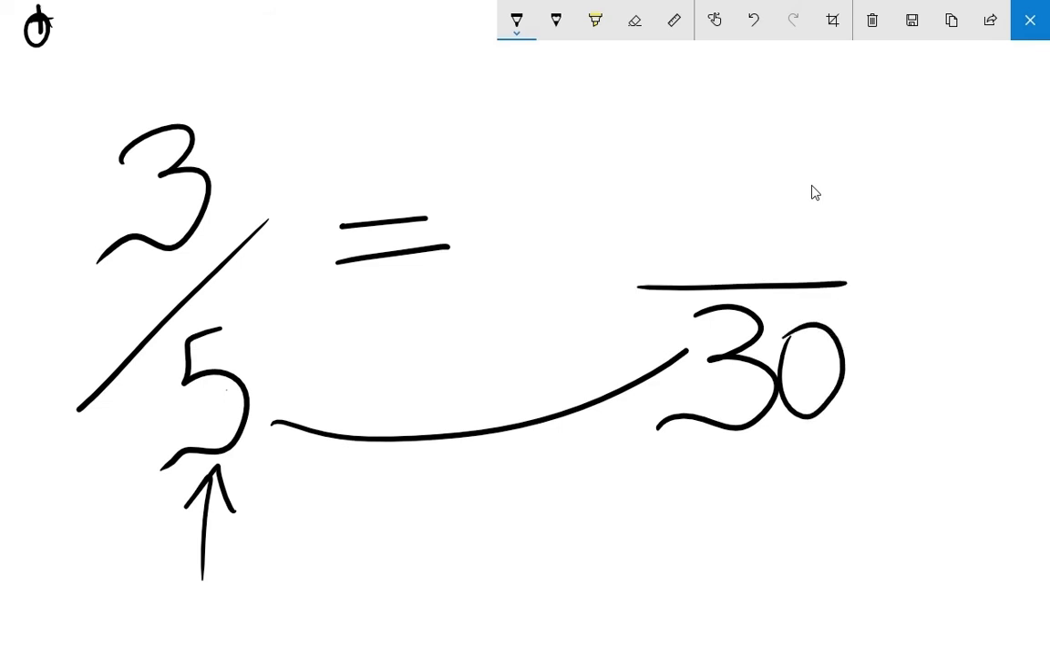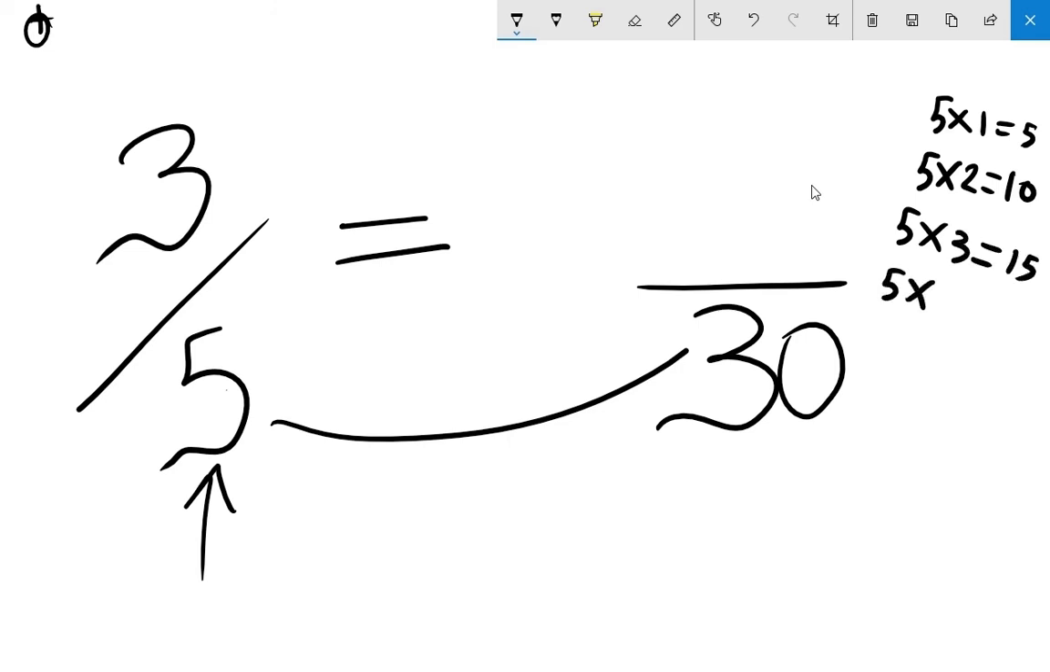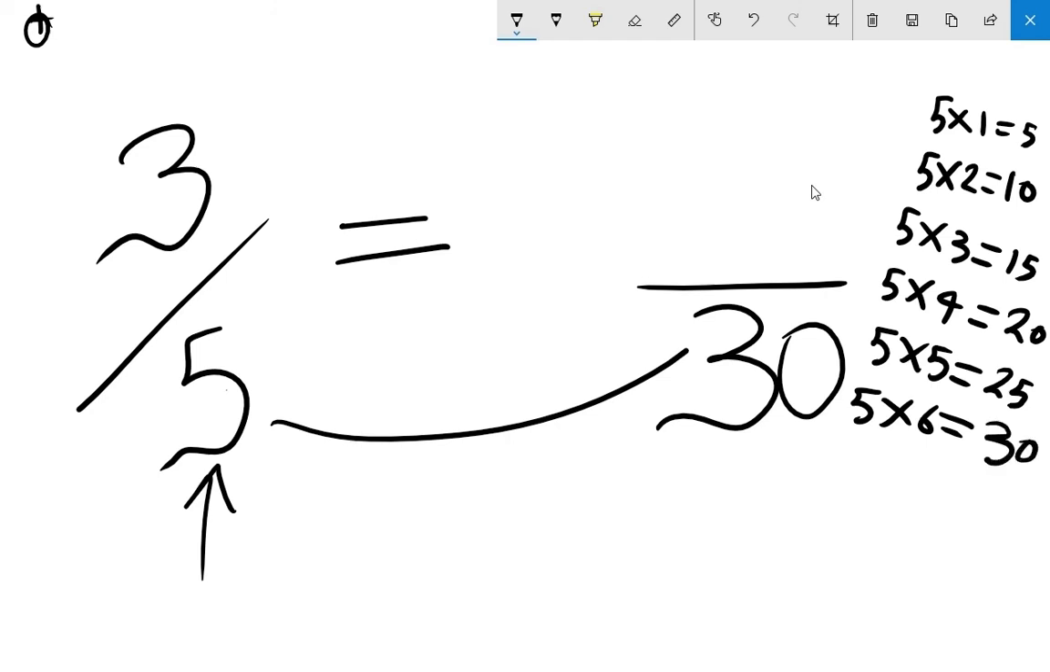Can you? From the times table, do you know the times table? You have 5 times 1, 5, 5 times 2, 10, 5 times 3, 15, 5 times 4, 20, 5 times 5, 25, and 5 times 6 gives us 30. So you see, 5 times 6 gives us 30.